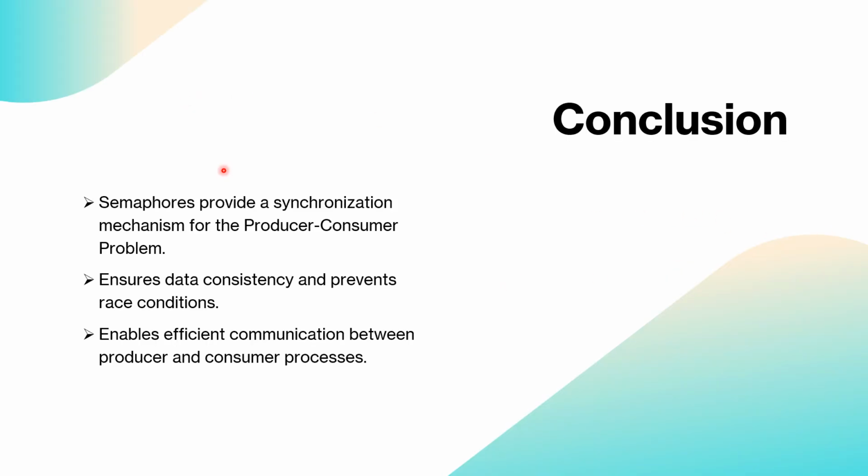In conclusion, semaphores provide a synchronization mechanism for the producer-consumer problem. The producer checks whether the buffer is full or not. It produces something, keeps it in the buffer, and then comes out. The consumer checks whether the buffer is full or not. If it's full, it enters, removes the item, and comes out of the critical section. The buffer is empty again. Now the producer enters the buffer and keeps some value there. So this is the process which continues.